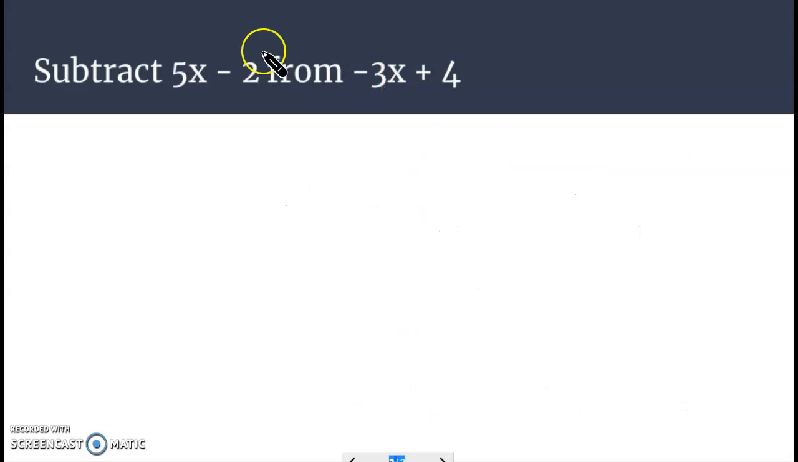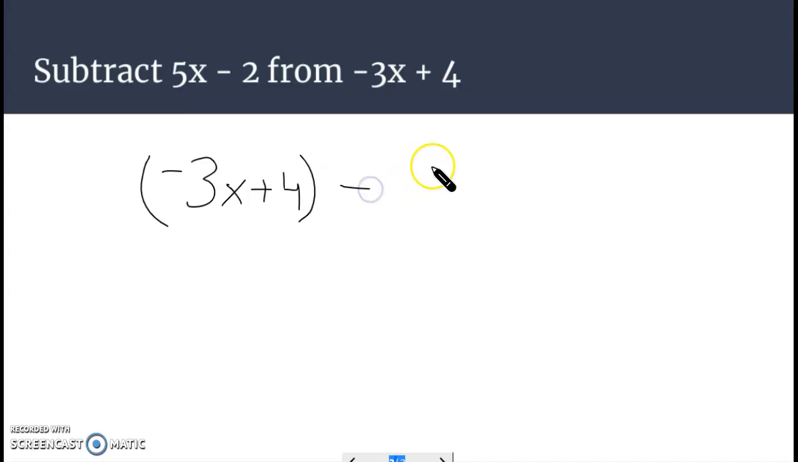Alright, let's look at one more. Subtract 5x minus 2 from negative 3x plus 4. I'll write the negative 3x plus 4 first. That is what we are subtracting from. I'm going to take away 5x minus 2. It's really important to write subtraction problems in parentheses so you see them.